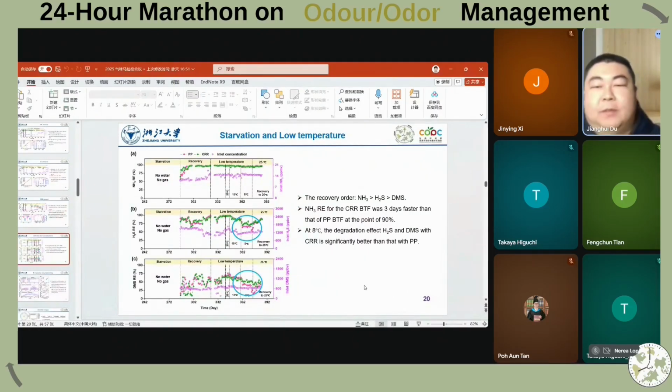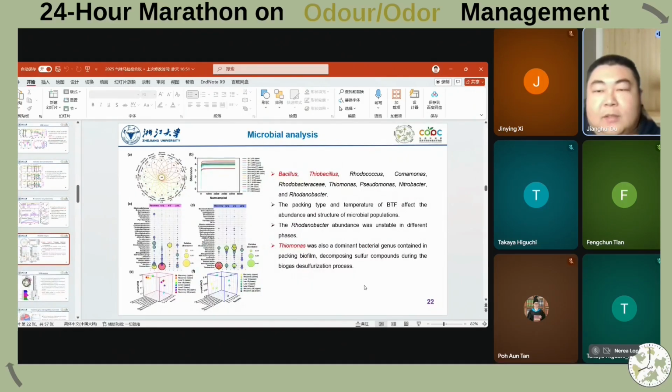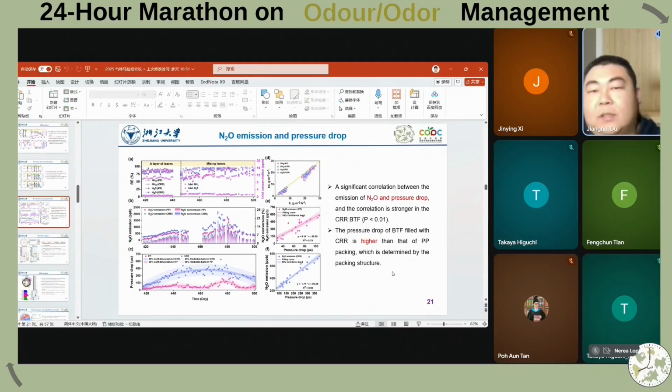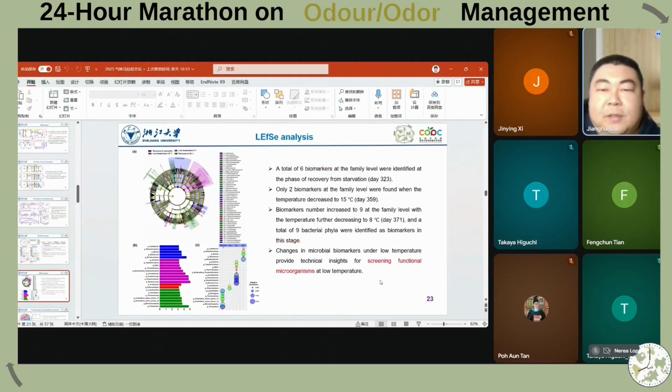After the starvation, we found that the recovery order of these three gases from high to low is ammonia, hydrogen sulfide, and DMS. There was a significant correlation between the emission of nitrogen sulfide and the pressure drop, and the correlation is stronger in the CR BTF. This initial excited emission was mainly related to the type of packing. The microbial analysis shows that the packing type and temperature of the BTF affect the biofilm and the structure of the microbial population.